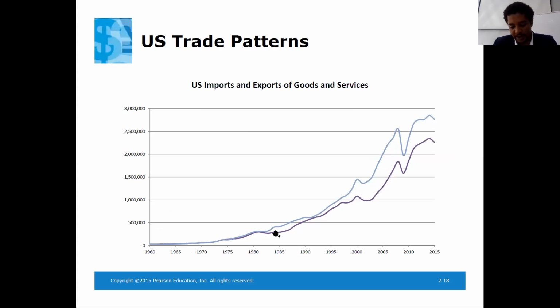Okay, as we have already seen in the data, the US has higher imports than exports. If you look at the pattern, it is almost similar, but we have higher imports and lower exports. So we can say the United States has a negative trade balance, or it is in trade deficit.